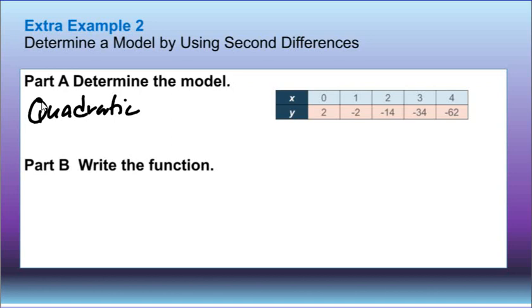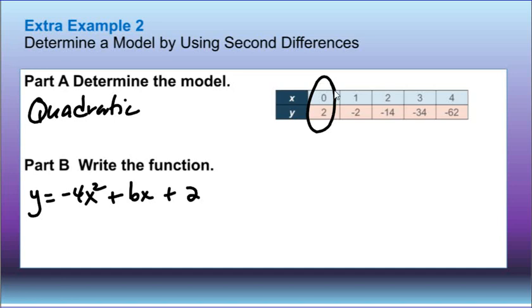And our second difference was -8. So if I take half of -8, that's -4. So our A is going to be -4. We need to find our B and our C. We don't know our C because we don't know what our y-intercept is going to be. And actually this one, if I look carefully, it does tell us the y-intercept. When x is 0, y is 2. So I can put a positive 2 here.